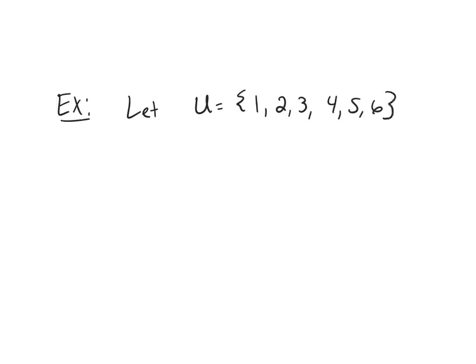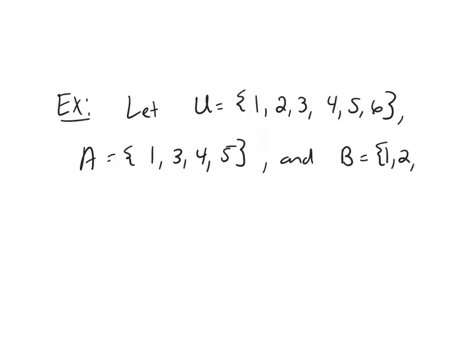So now that we have our set operations, let's look at an example of a computational problem. Let's say our universal set here is going to be the numbers 1, 2, 3, 4, 5, and 6. A is going to be the set 1, 3, 4, 5. And B is going to be the set 1, 2, 3, 4. And what I want us to do is find the set difference A minus B.